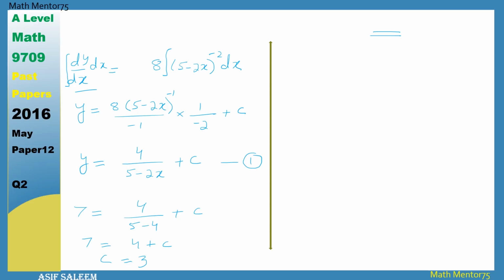So now substitute this value in the general solution. So the equation of the curve is y equals 2 4 over 5 minus 2x and plus 3. This is the required equation whose first derivative is this and passes through the point 2, 7.